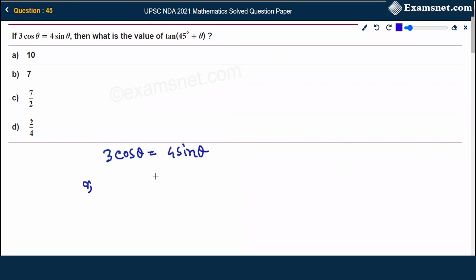From here, we can easily write sin theta by cos theta as 3 by 4. Also, we know that sin theta by cos theta gives us the value of tan theta. So tan theta equals 3 by 4. Okay, so here we are required to find the value of tan(45 degrees plus theta).